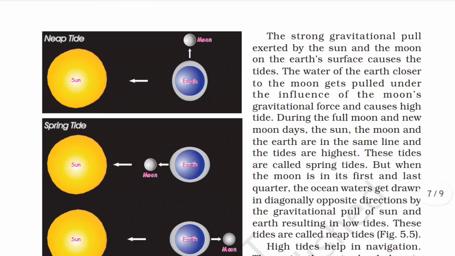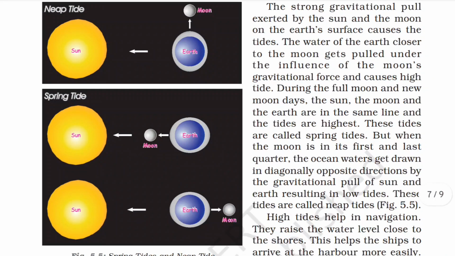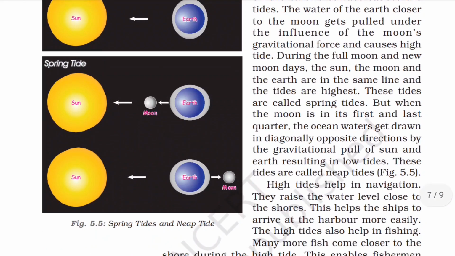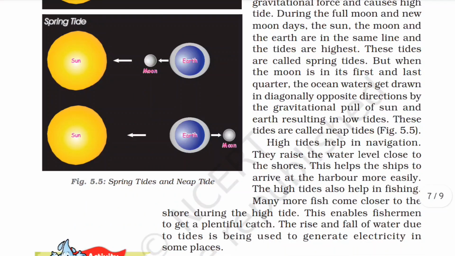The water of the earth closer to the moon gets pulled under the influence of the moon's gravitational force and causes high tide. During the full moon and the new moon days, the sun, the moon, and the earth are in the same line and the tides are highest. These tides are called spring tides. But when the moon is in its first and last quarter, the ocean water gets drawn in diagonally opposite directions by the gravitational pull of the sun and the moon, resulting in low tide. These are called neap tides.